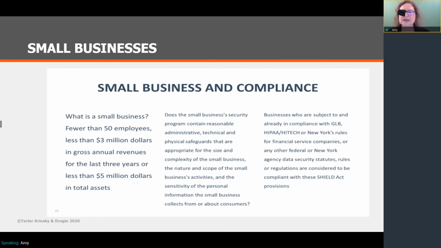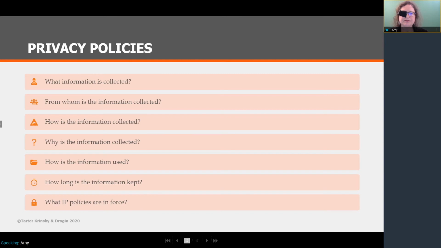And now, if your business is in healthcare and you're already in compliance with HIPAA or HITECH, or if you are in a financial services business and you're already in compliance with New York's financial services rules regarding data security, then the work that you've done already, assuming you have all of the appropriate policies in place under those laws, automatically complies with SHIELD.